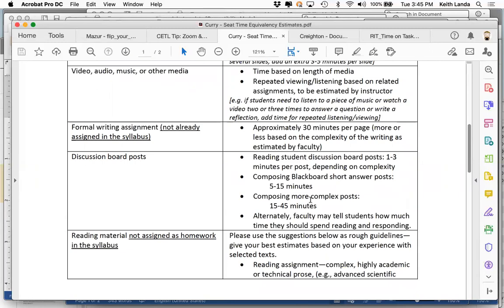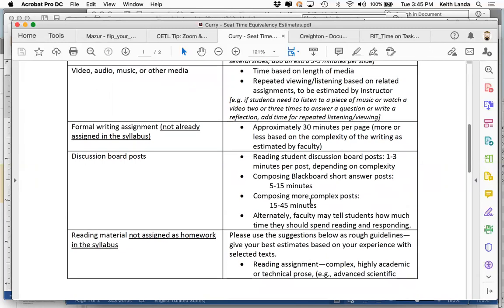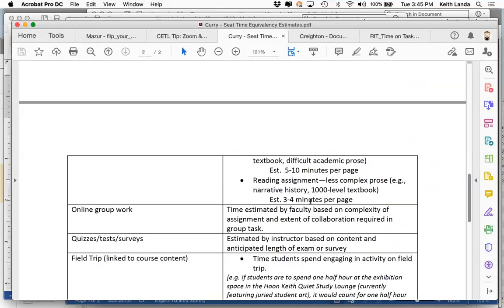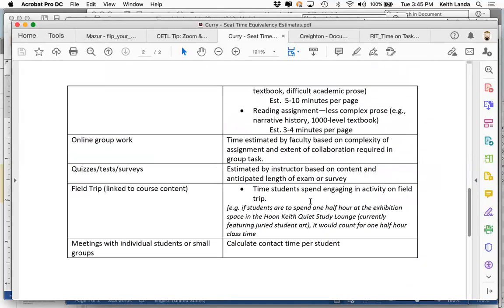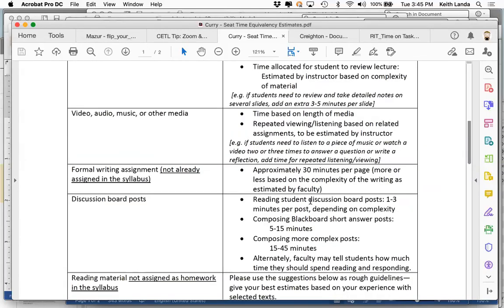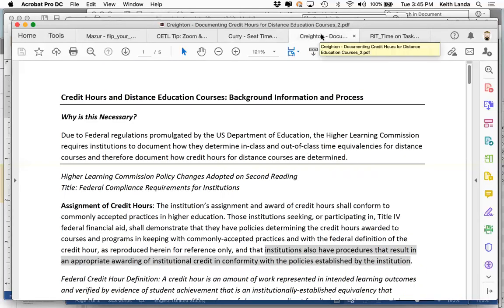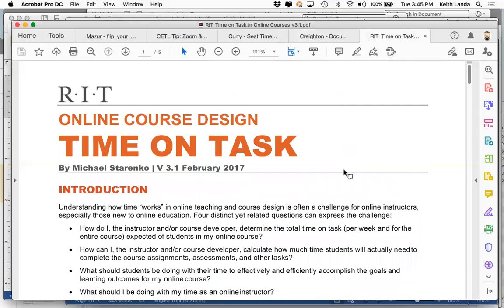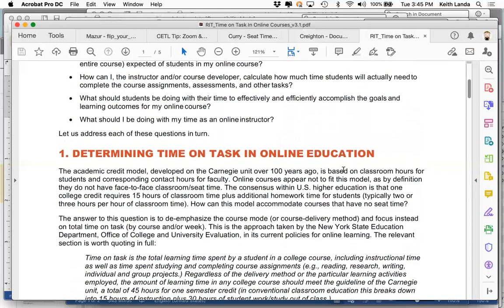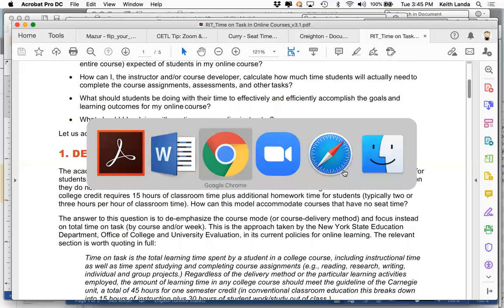So what does that mean for discussion board posts? What does that mean for online group work and so forth? So this document from Curry, this one from Creighton, and this one from RIT, I thought were pretty good. So I'll send those around to you.